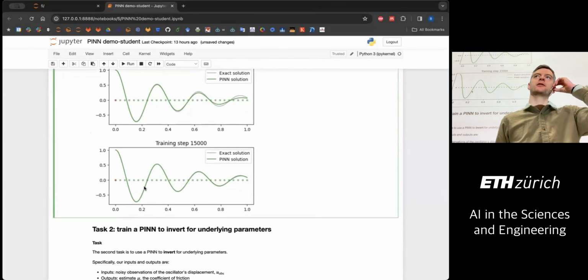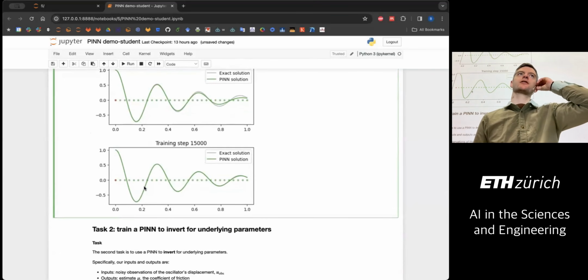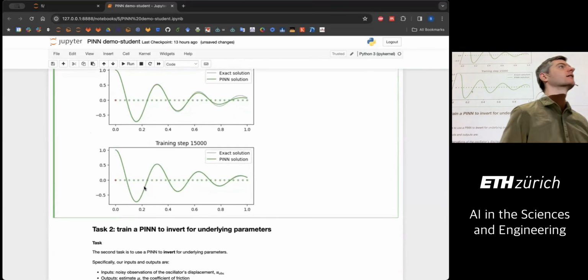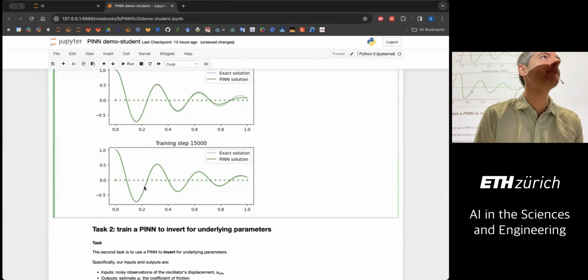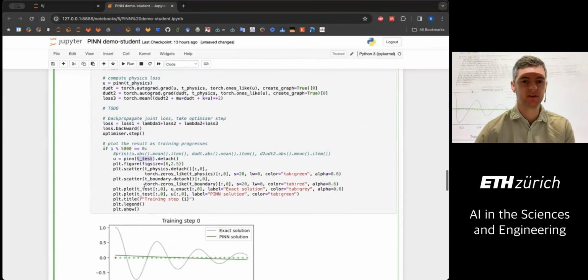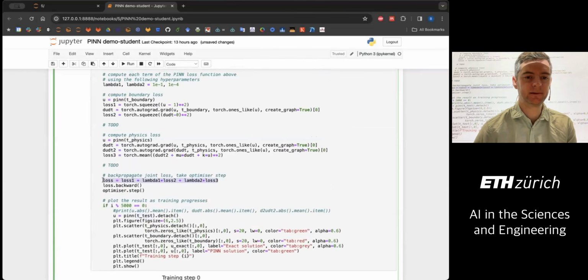So anyone have any questions on the code before I go back to the lecture? Yeah, I have one question. When you sum up the loss in the end, you have loss equals loss 1 plus lambda 1 times loss 2 plus lambda 3 times loss 3. Exactly, yeah. And why is that?